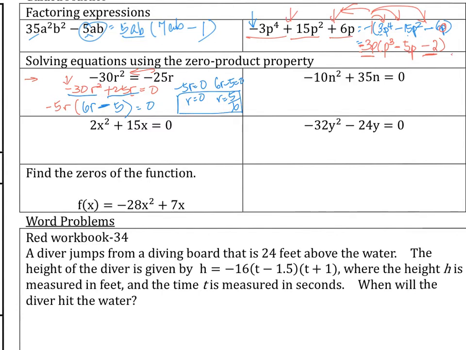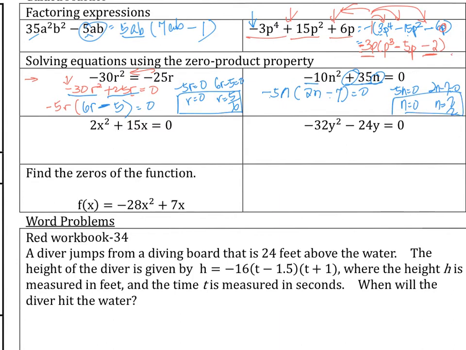We have one more. Negative 10 and positive 35. Factor out the negative 5, and then we're going to factor the n out. So this will be 2n minus 7. Negative, negative, positive 35n. Okay, so negative 5n equal to 0. Answer.